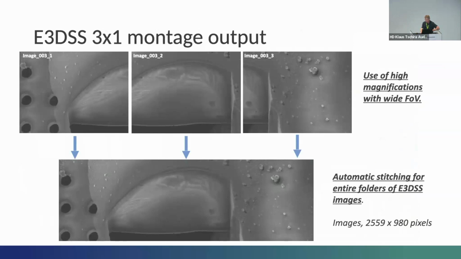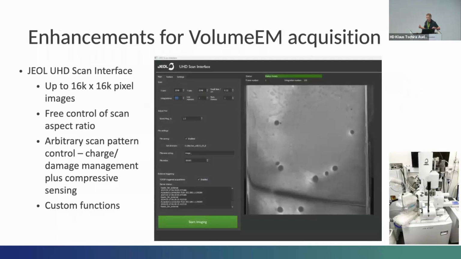And then once it's acquired, there's a stitching algorithm that puts the three images back together again to give you one high magnification image with a wide field of view. To further enhance that, they've added an external scan control, which now allows imaging up to 16 by 16,000 pixels in a frame with free control of the scan aspect ratio. So you can actually set letterbox configurations if you wish, and arbitrary scan control, which allows implementation of charge management strategies on the surface by playing with the scanning patterns, and also the implementation of compressive sensing and a number of other custom functions if you wish to upload them.